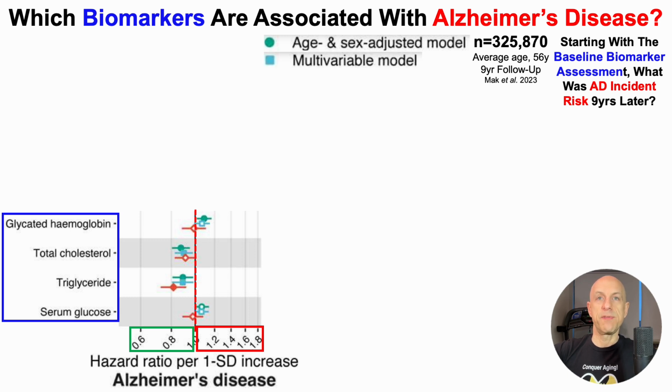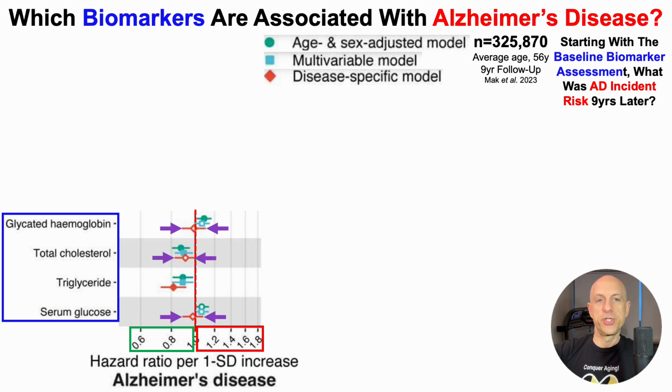The second is the multivariate model, but the third, which is the one that I'm most interested in, is the disease-specific model, which includes adjustment for as many factors as possible that can impact the association for blood biomarkers with Alzheimer's disease incident risk. All right, so first, serum glucose, not associated with Alzheimer's disease incident risk. We can see that its confidence interval completely overlaps with that hazard ratio of 1. Similarly, glycated hemoglobin, HbA1c, overlaps with 1.